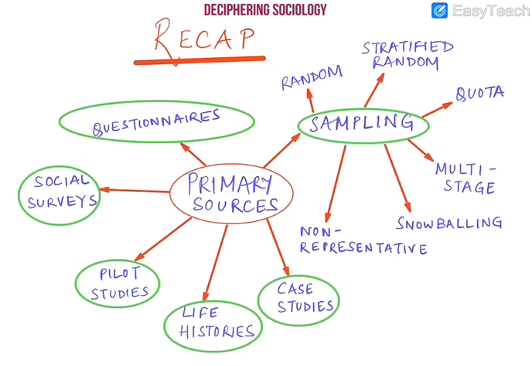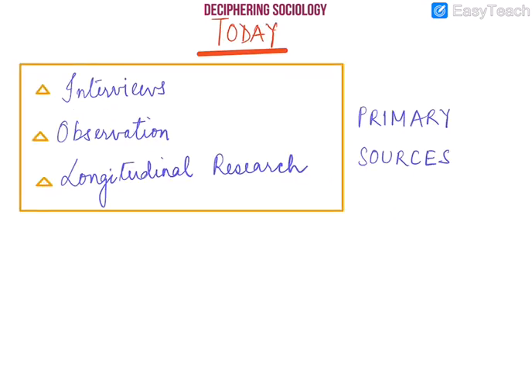Let's recap. The primary sources, we studied about sampling. In sampling, there were different types, for example, random sampling, stratified sampling, quota sampling, multi-stage, snowballing, non-representative. The primary sources, the other methods were case studies, life histories, pilot studies, social surveys and questionnaires. You studied about the pros and cons of each method and how the positivists as well as the interpretivists approach these methods. Today you will be doing interviews, observation and longitudinal research, that is the remaining topics of the primary sources.